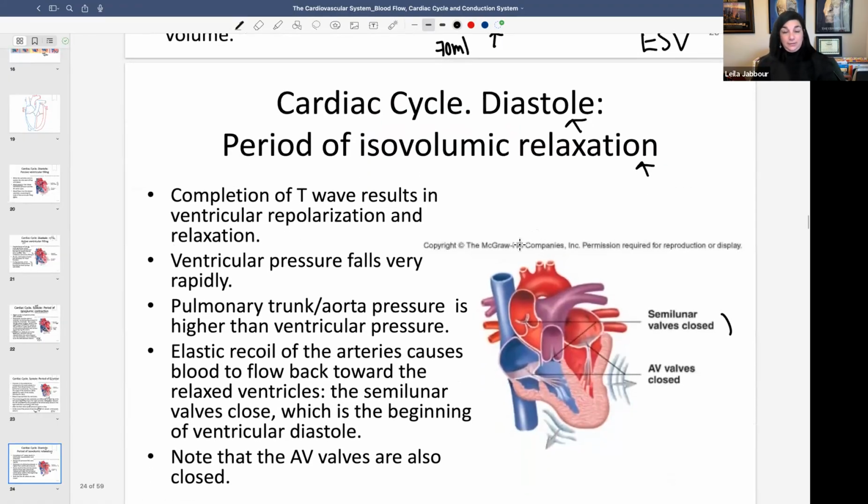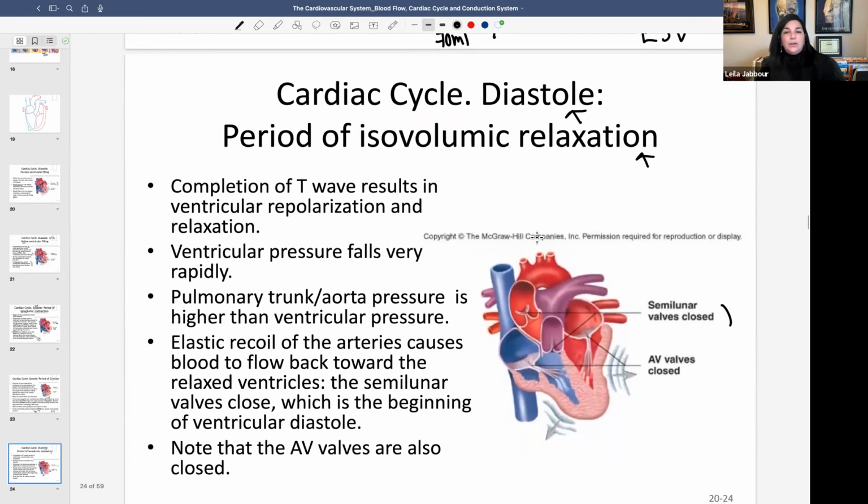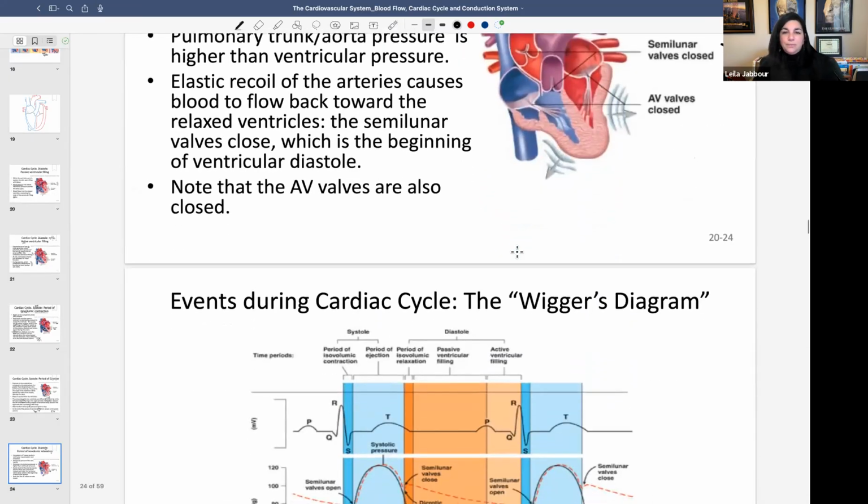That's the sound you can hear. So they're called S1 and S2. And these are the lub dub, lub dub, lub dub. These are the sounds that we can hear in the stethoscope.